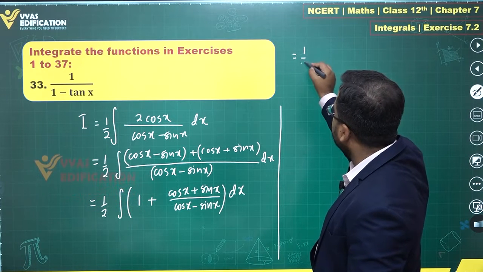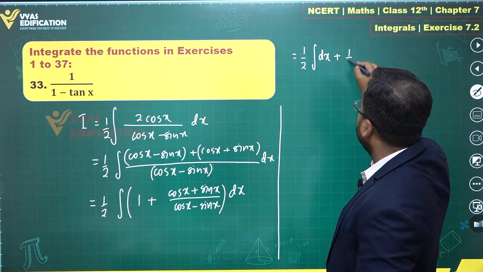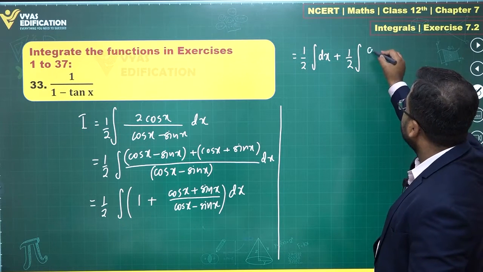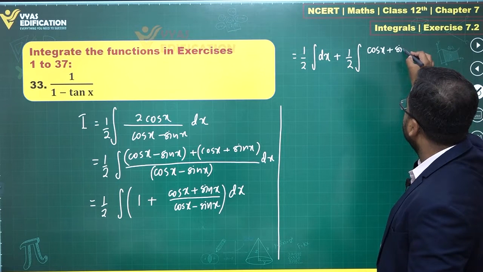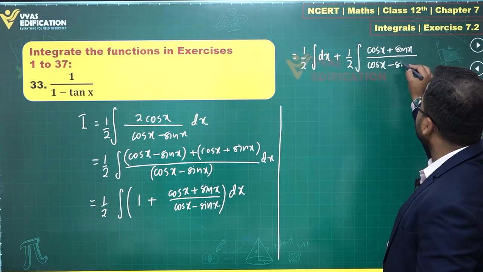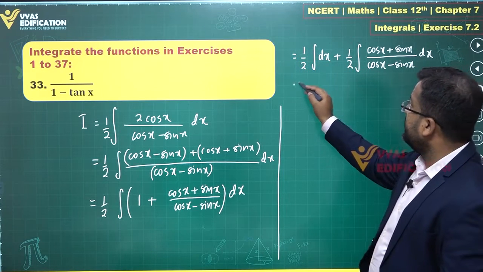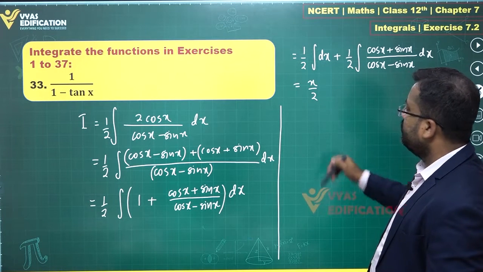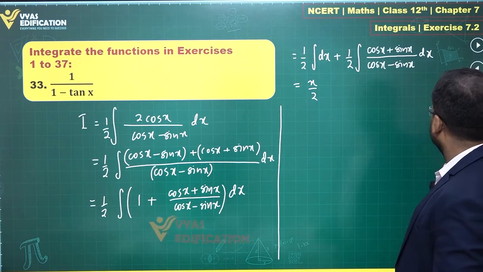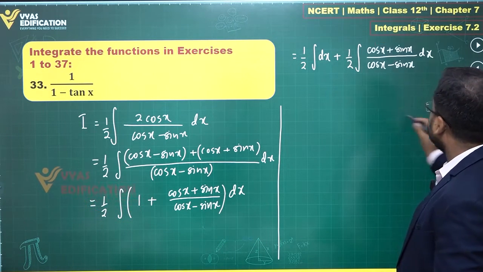Let's write a few more steps. 1 by 2 times integral of dx plus 1 by 2 times integral of the second term, which is cos x plus sin x upon cos x minus sin x dx, right? This is what you have. This integral is pretty simple. This is x by 2, and after integrating this we'll write the constant of integration. But what about this one? So let's skip this step and let's use the substitution first.